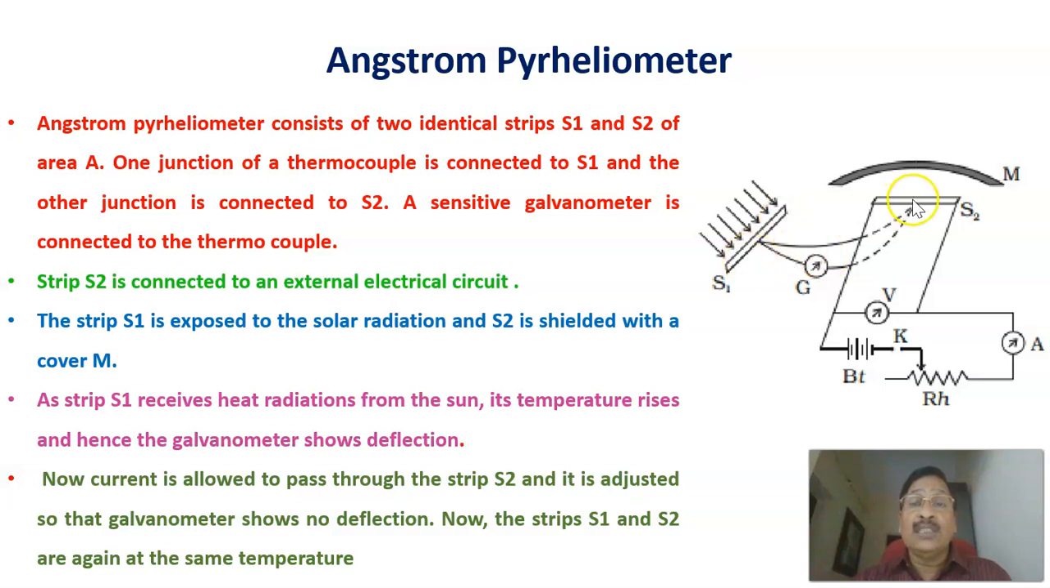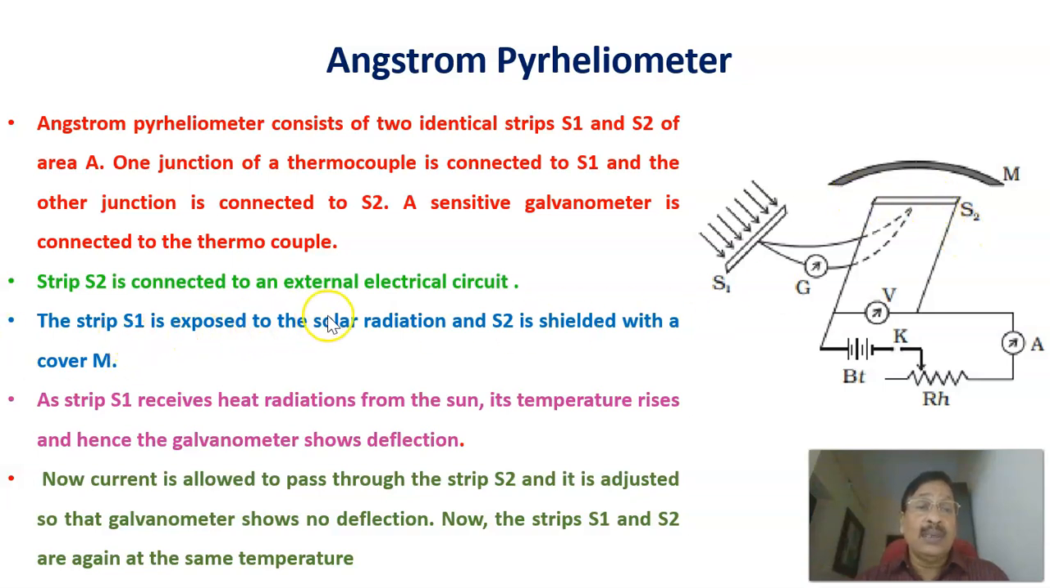If the temperatures of both strips are equal, the galvanometer will show 0. If there is a difference in temperature between the two surfaces, a voltage will be measured and a proportional display will appear on the galvanometer. The strip S2 is connected to an external electric circuit with a voltage source, a rheostat, an ammeter to measure the current passed through the strip S2, and a voltmeter to measure the voltage. This is the setup to control the current through the strip S2.